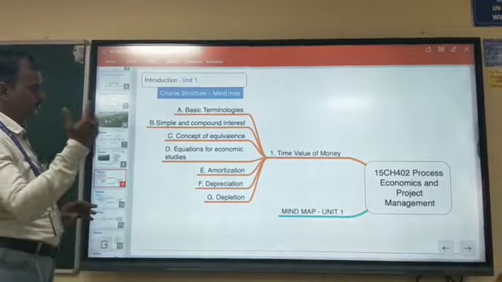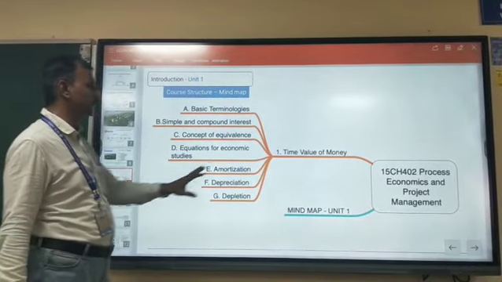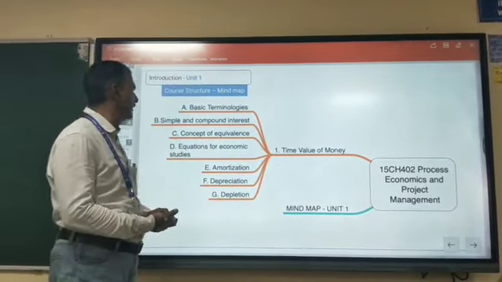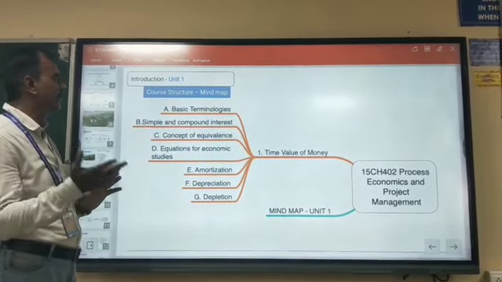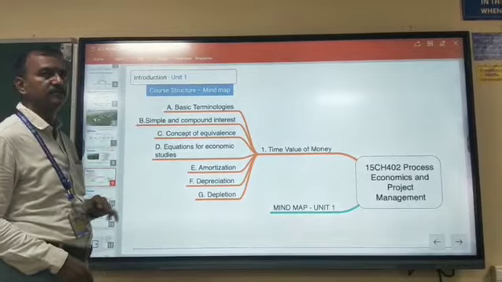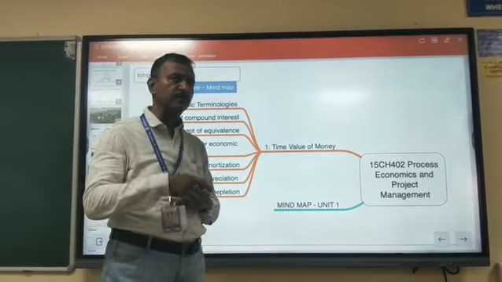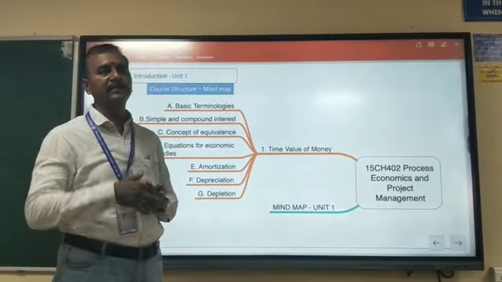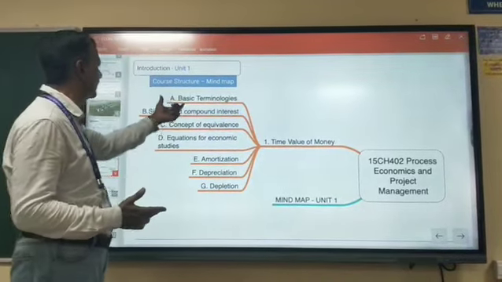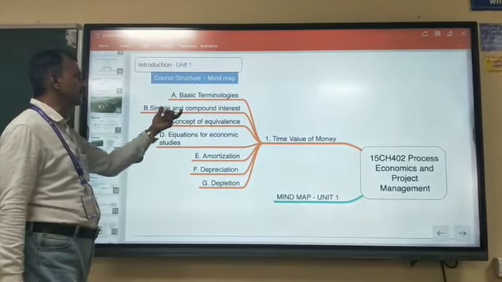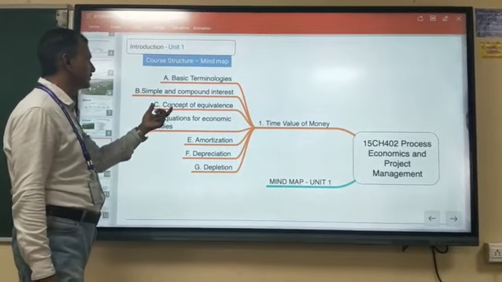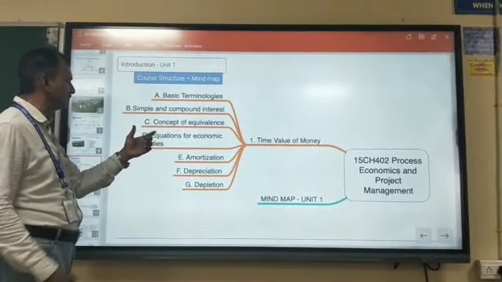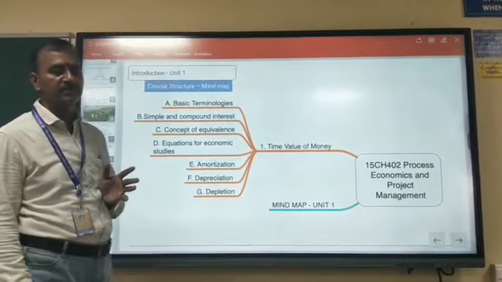If you see unit wise, the first unit is about the time value of money. Initially you will be reading about some basic terminologies: what is principal, what is interest, what is capital. Then simple interest and compound interest, money equivalents, and some equations for economic study.